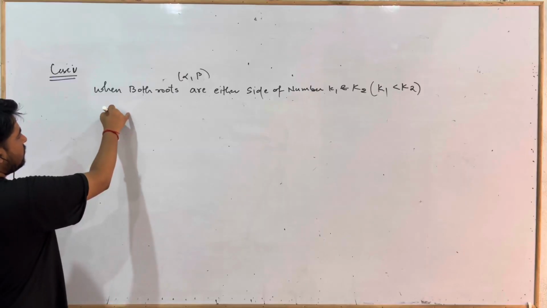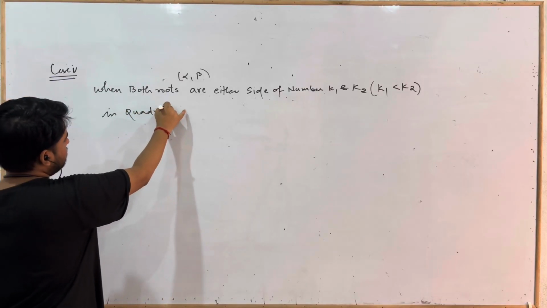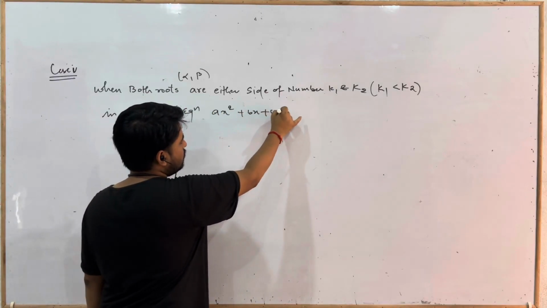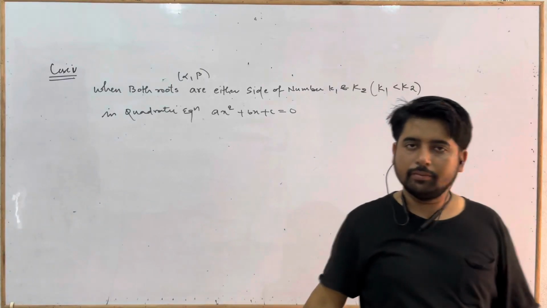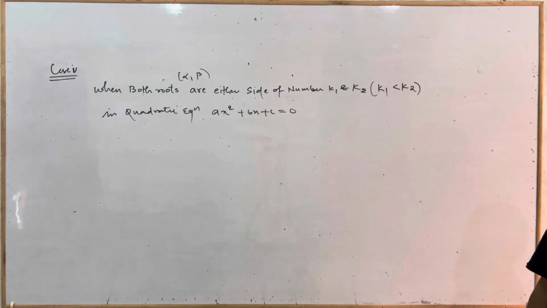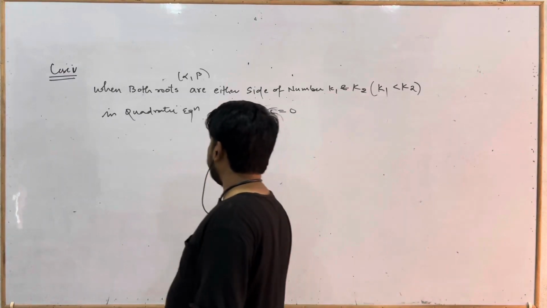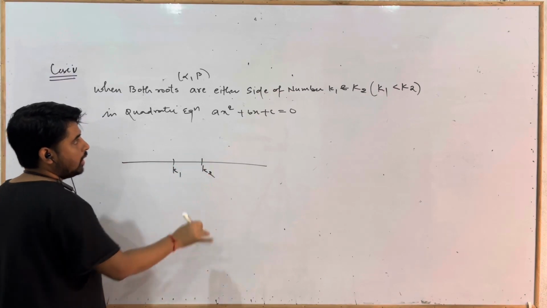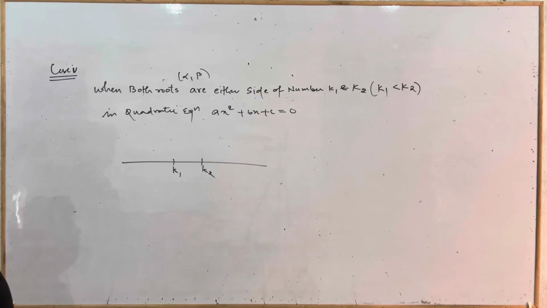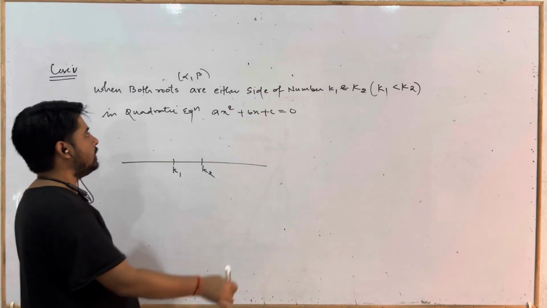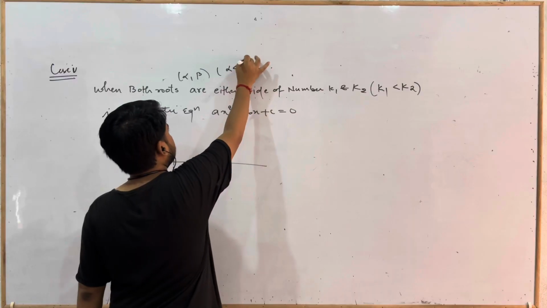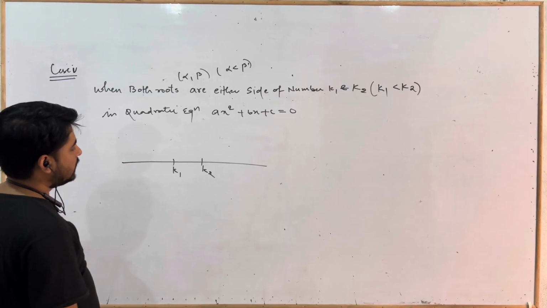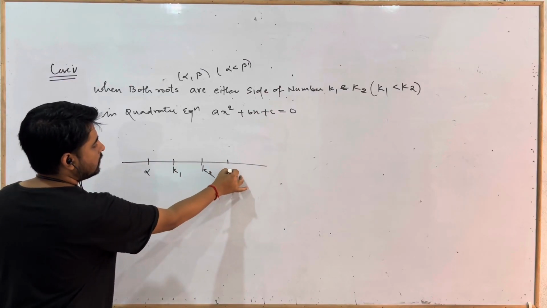In the quadratic equation ax square plus bx plus c equal to 0, according to the condition, first what I will do? I will plot the graph. Okay. So look at here. First I am marking k1 and k2. So this is k1 and k2, and both roots are on either side of the numbers. Let's say alpha is less than beta here. So on either side of the numbers k1 and k2, this is alpha and this is beta.